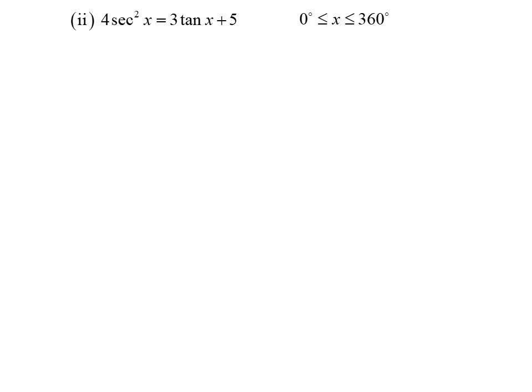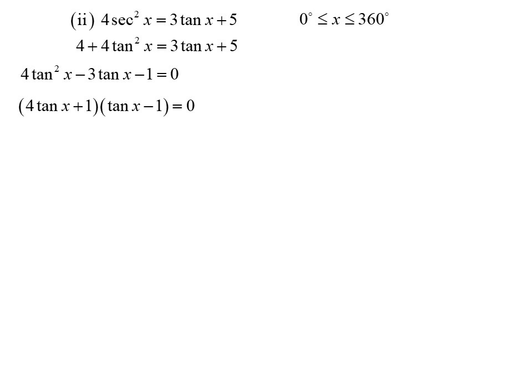Okay? Then ones like this. Oh, I've got 2 different types of trig, so I'll use the trig identity. We know about sec squared. Sec squared is 1 plus tan squared. We turn it into a quadratic, and that one factorizes nicely. Tan x is either minus a quarter or it's equal to 1 as well. So let's look at the minus a quarter.